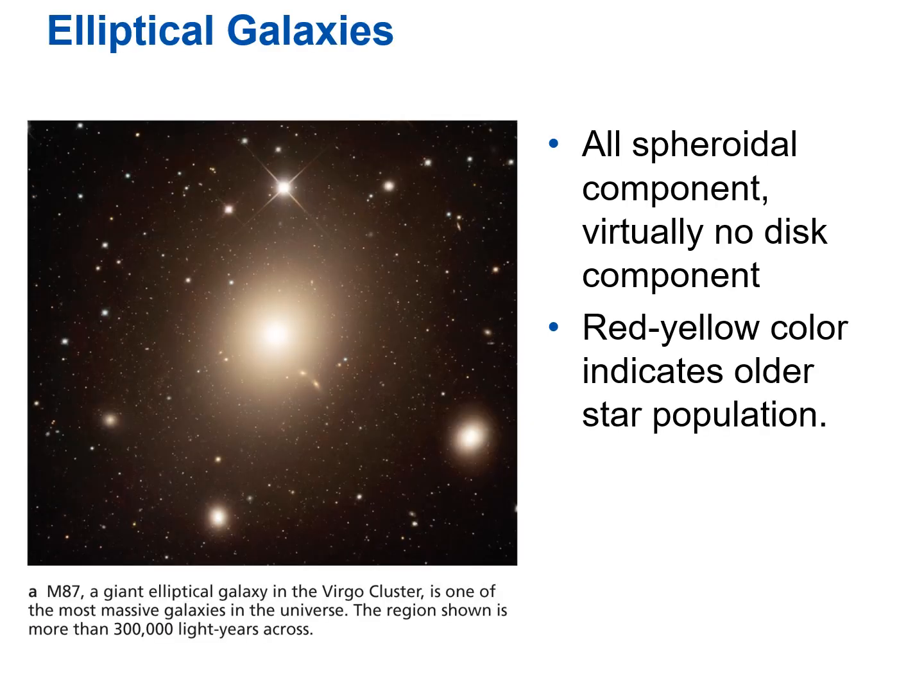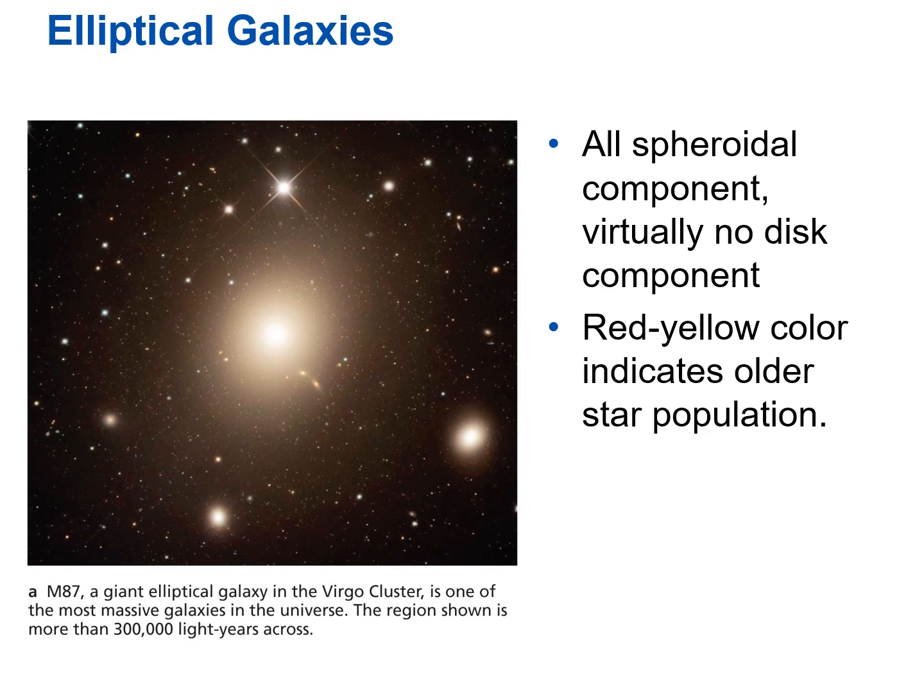Now that brings us to the next type of galaxy, an elliptical galaxy. Picture a spiral galaxy, but with no disk at all, just the central bulge with the halo around it. So it's all the spheroidal component that a disk galaxy has, and no or virtually no disk component. These typically have older star populations, not as much gas and dust in them for active star formation. The red-yellow color indicates an older star population.